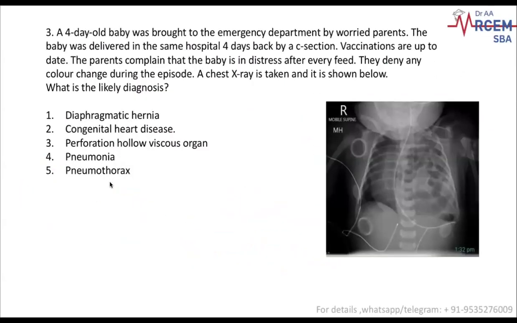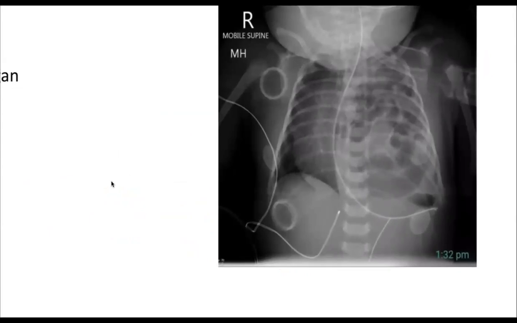A 4 days old baby was brought to the ED by worried parents. The baby was delivered in a hospital 4 days back by C-section. Vaccinations are up to date. The parents complain that the baby is in distress after every feed. They deny any color change during the episode. X-ray is taken and shown below. What's the likely diagnosis? What are we seeing on an X-ray?